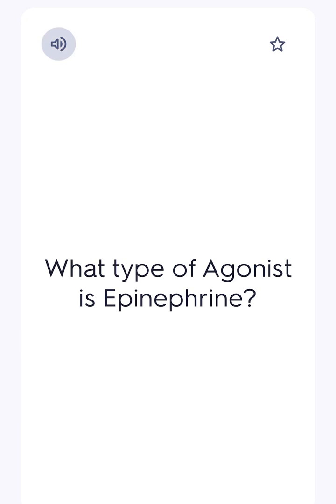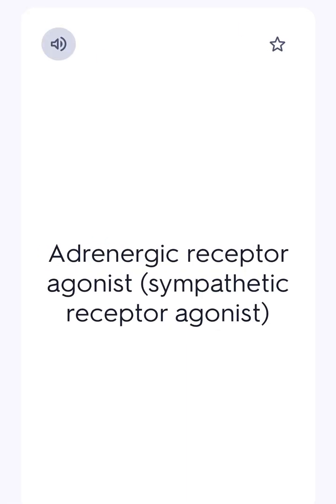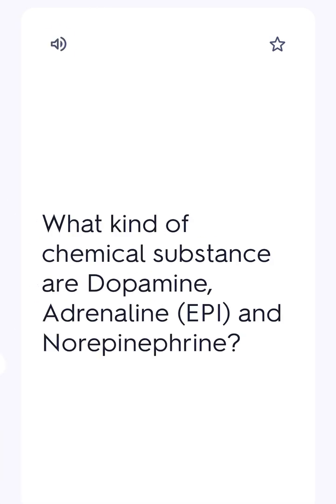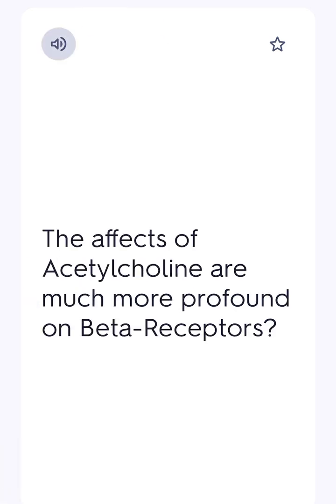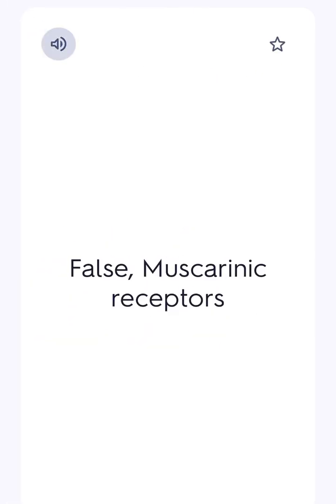What type of agonist is epinephrine? Adrenergic receptor agonist. What kind of chemical substance are dopamine, adrenaline, and norepinephrine? Natural catecholamines. The effects of acetylcholine are much more profound on beta receptors. False. Muscarinic receptors.